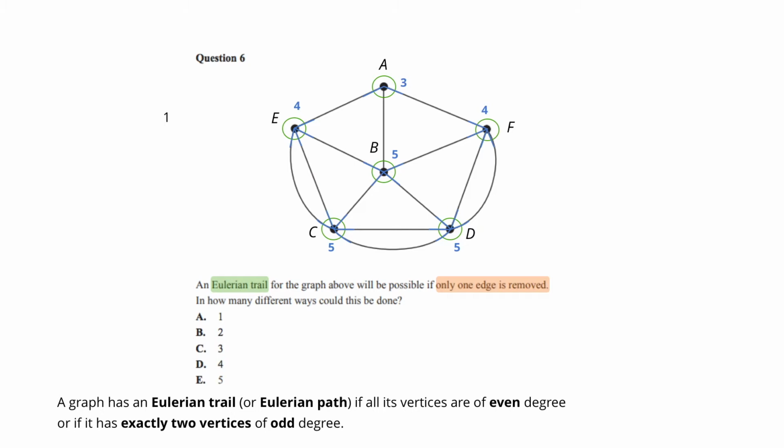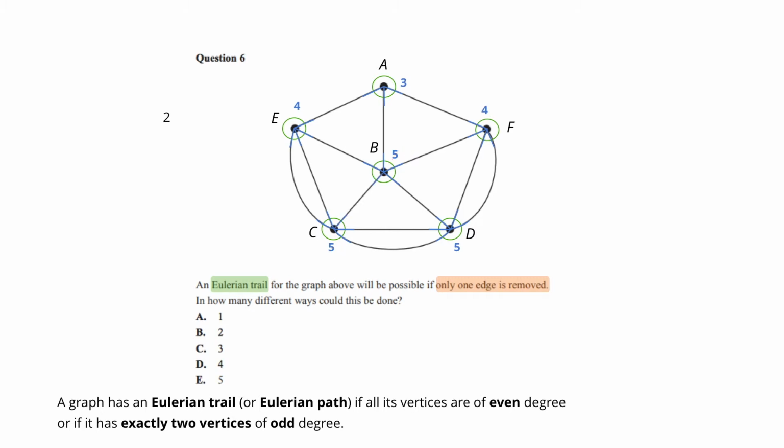Now we are going to remove edge BC. This makes vertex B of degree 4 and vertex C of degree 4 as well. There are exactly 2 vertices of odd degree, A and D, so this is the second way.